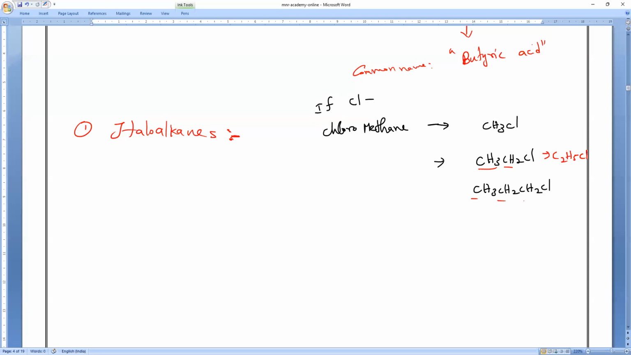Next one, 1, 2, 3. That is C3. 3 plus 2, 5, 5 plus 2, 7. C3H7Cl. Everyone understood? That's all it is. So very simple. Chloromethane. Next one is what? Chloroethane. Am I right? Chloroethane.